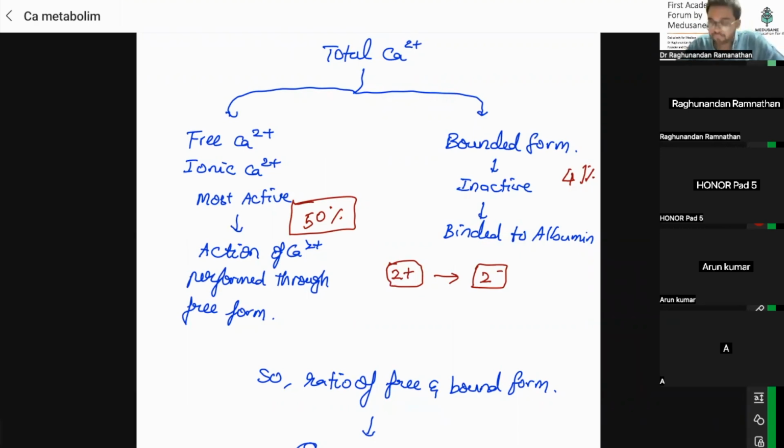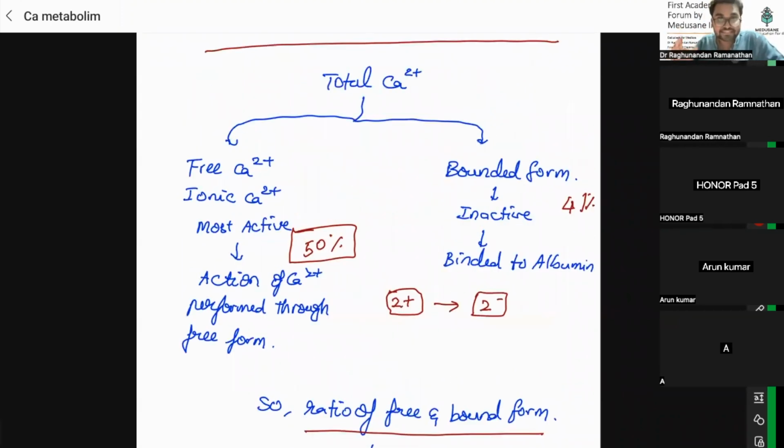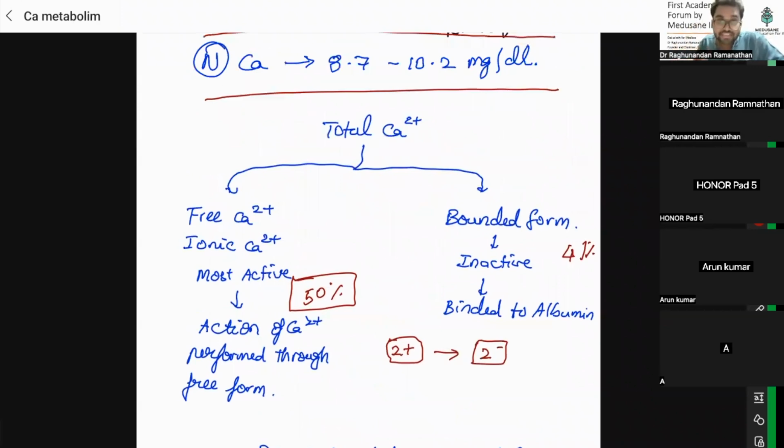Clear till now? Now there is a ratio of your free form and bounded form. Who is going to control this ratio? In other terms, who is going to decide how much free form and how much bounded form should be present in the body? Can someone tell me? What can be the factors involved in deciding how much free form should be there and how much bounded form should be there?